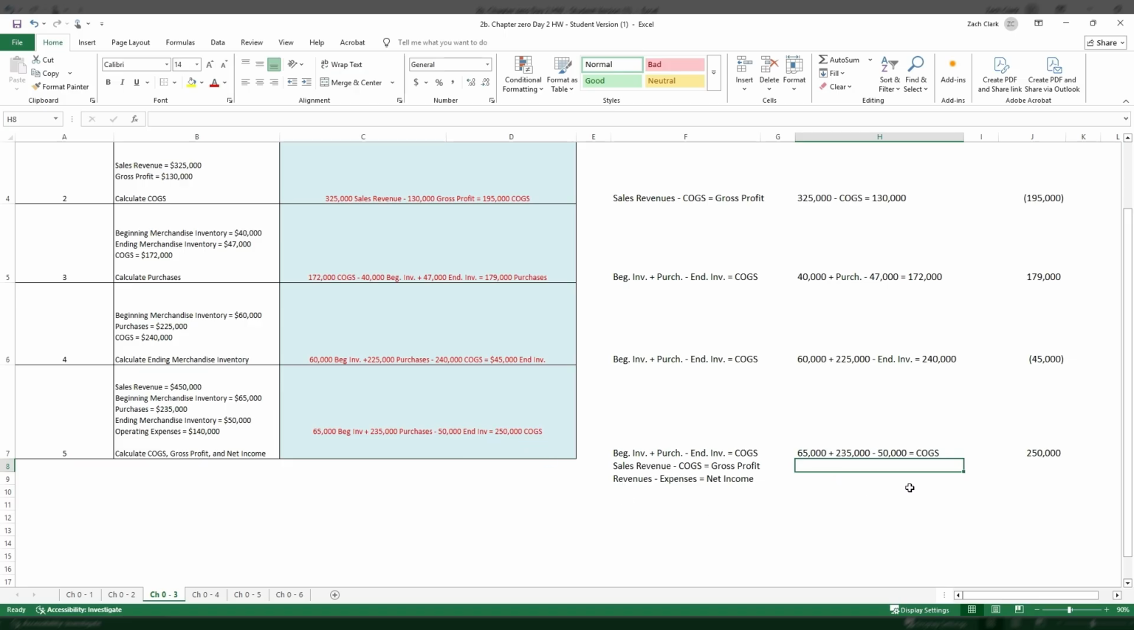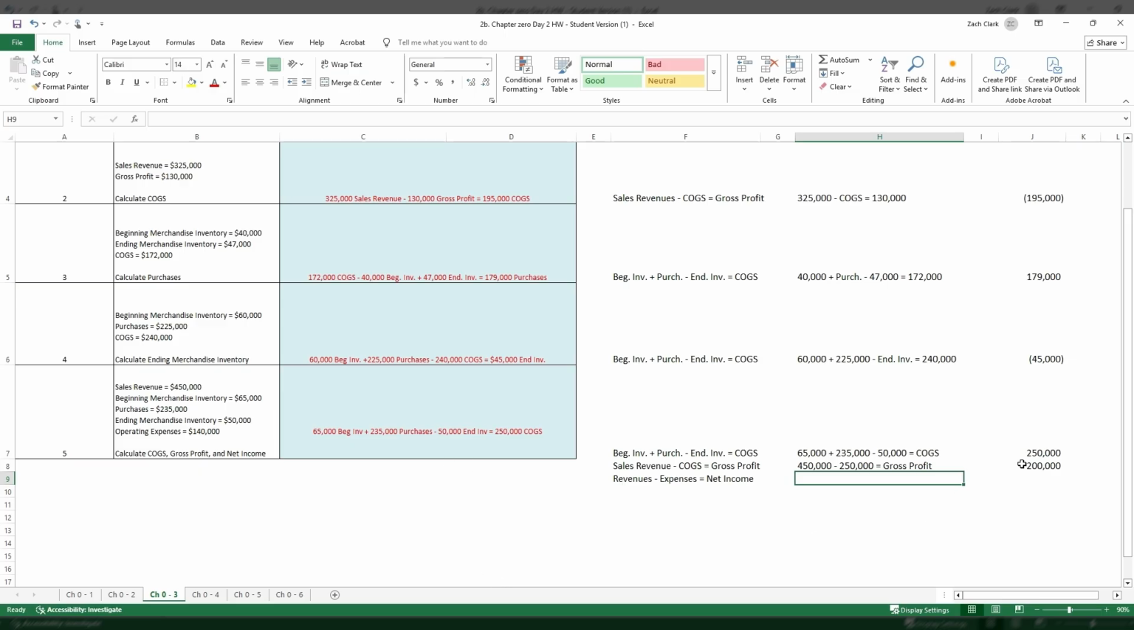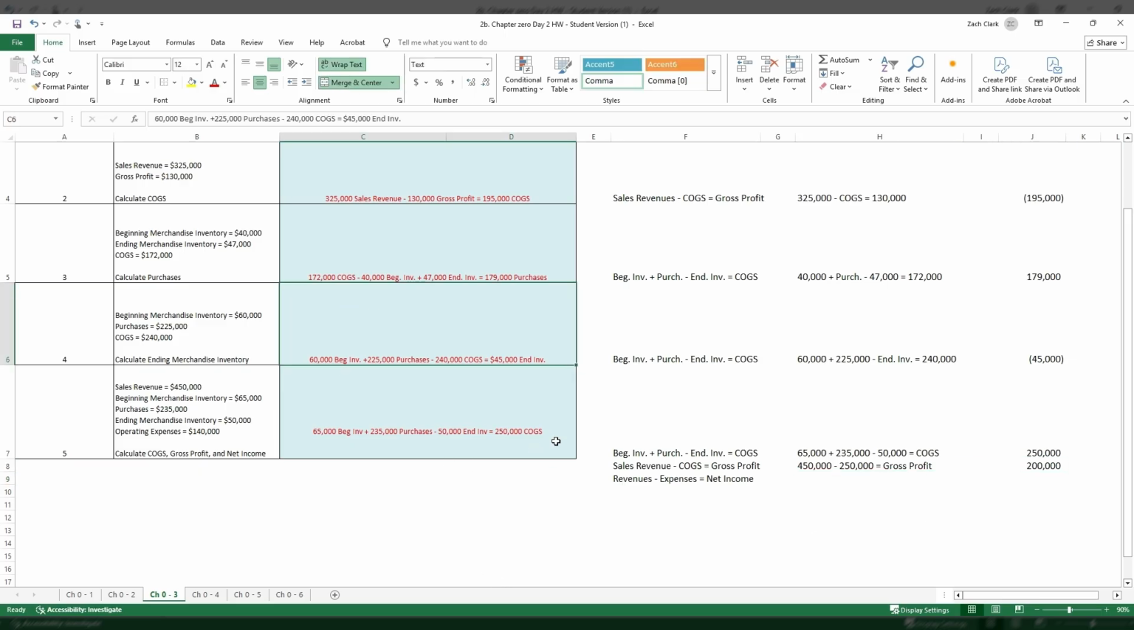Let's solve it first. Okay, so next one, sales revenue minus cost of goods sold equals gross profit. So sales revenue, 450,000, just tells us here, minus cost of goods sold, which is what we just calculated, 250,000, equals gross profit, right? Cool. Okay, now let's actually do the calculation here. 450,000 minus 250,000, and that gives us 200,000 gross profit.